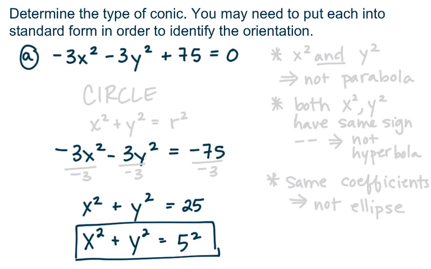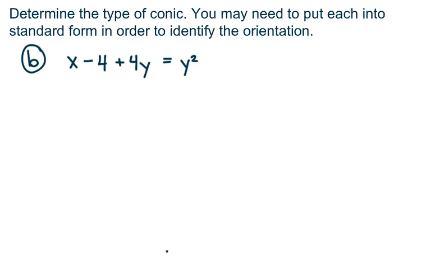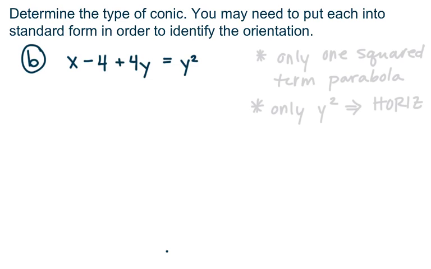All right, let's look at another example. For example B, we have x minus 4 plus 4y equals y squared. So identifying the conic, this is either a parabola, circle, ellipse, or hyperbola. And right away we see that there's only one squared term. That means this is going to be a parabola. And since it is y squared, it's a horizontal parabola. That means my parabola is either going to open to the left or to the right.